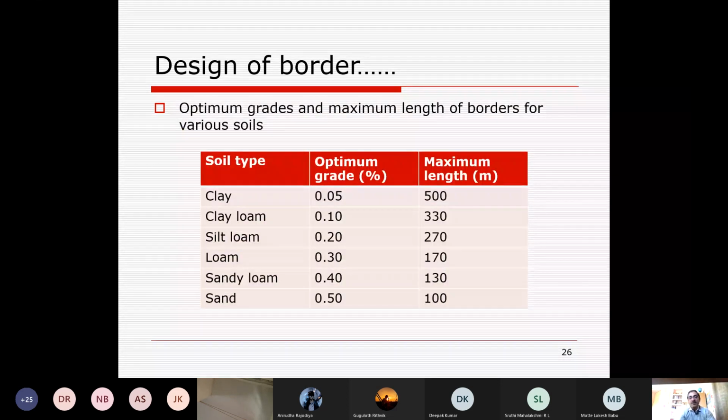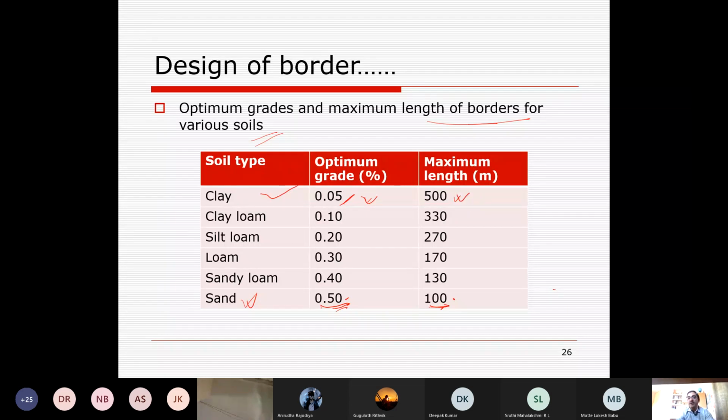So here is the optimum grade and maximum length of border for various soils. Once again, take clay. I have learned that the slope should not be more than 0.05 to maybe a maximum of 0.1. But here it is again reduced, and sandy soil has the maximum grade or slope. Lengthwise, it should be minimum. Grade should be more, length should be minimum. Clay should have less grade and maximum length.